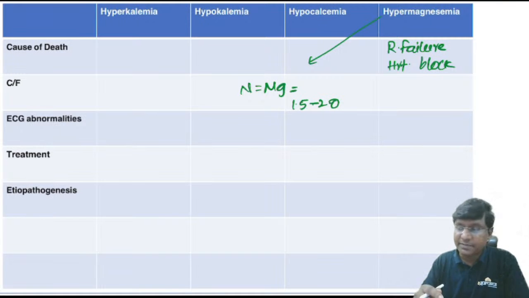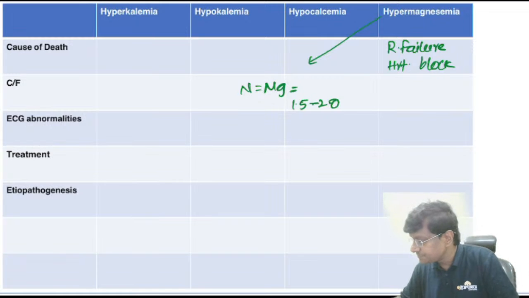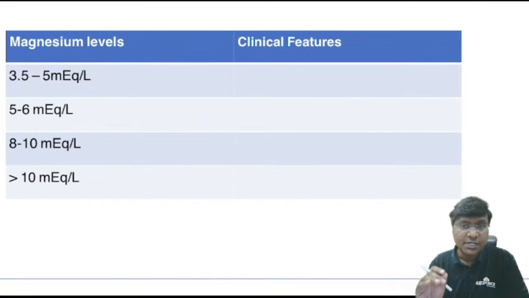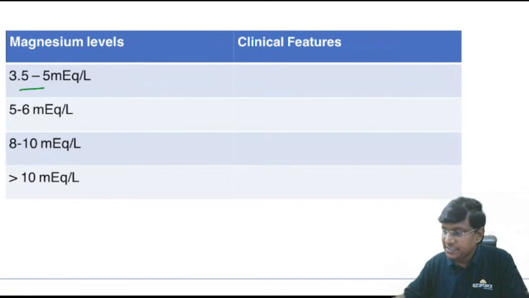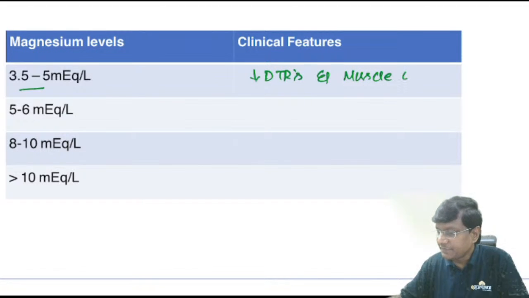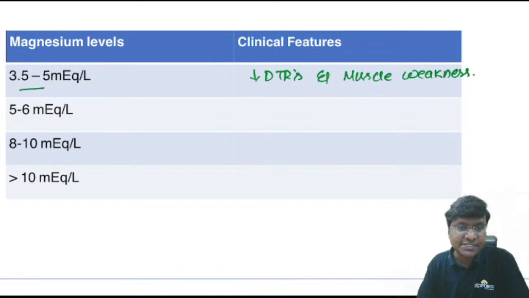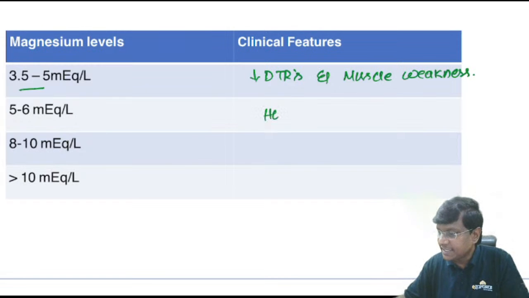Now depending upon the magnesium levels, you will have the clinical manifestations. The clinical features depend upon the severity of the hypermagnesemia. Normal value is 1.5 to 2. If the magnesium levels are 3.5 to 5 milliequivalents per liter, there will be absent deep tendon reflexes and muscle weakness. When the magnesium levels are 5 to 6 milliequivalents per liter, the patient will have hypotension and vasodilatation.